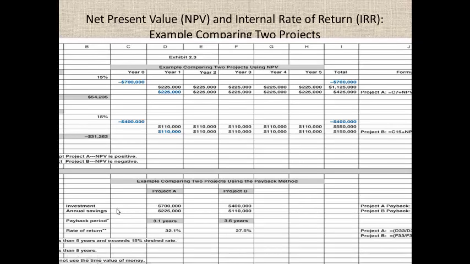So here is an example of a project that is given. We are comparing two projects based on the payback method. So payback is 3 years here, and 3.6 years there. So basically you will go for the project with the lesser payback period of 3.1 years.